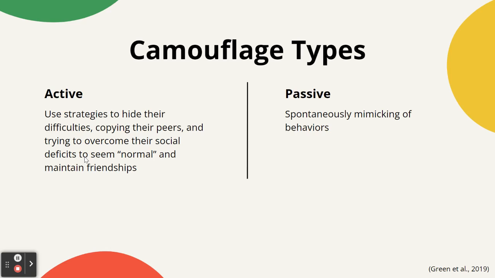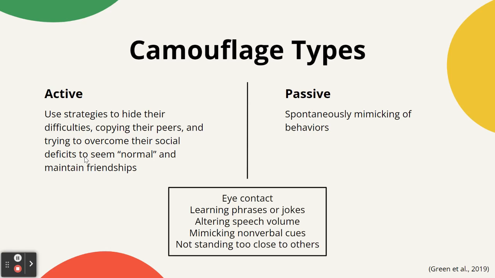Girls will form peer groups to learn social behaviors to strengthen their ability to interact and empathize with others. They will use their relationships to learn how to act properly. Examples of this include making eye contact despite it being uncomfortable for them, learning jokes or phrases to use in conversation, altering their speech volume to match that of others, mimicking nonverbal cues such as gestures and facial expressions, and not standing too close to others. By camouflaging, girls can have a harder time receiving a diagnosis because they are just better at hiding it.